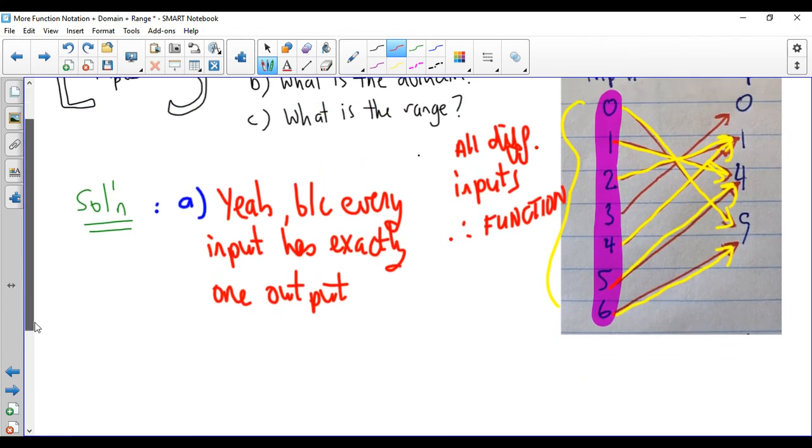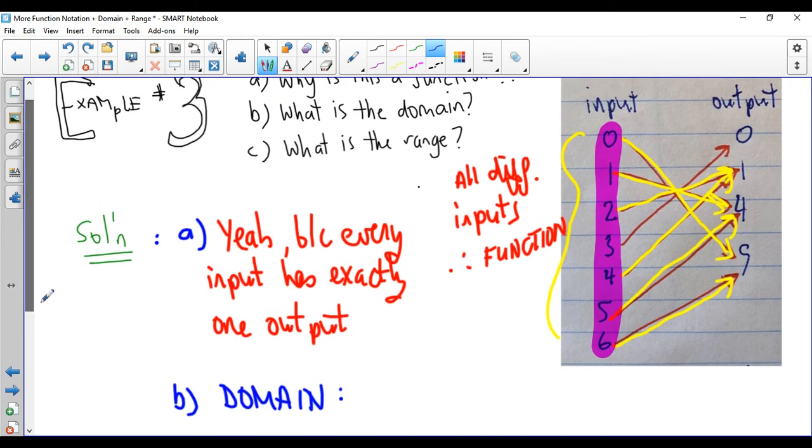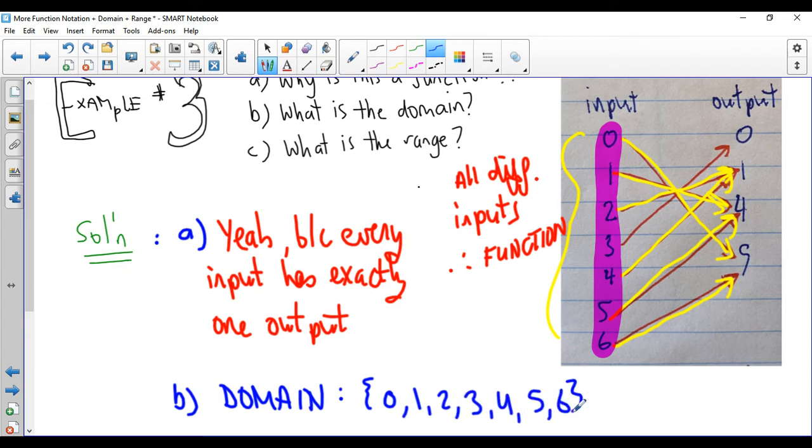Now part B and C are domain and range. So if you remember, domain is what all the x values are. All right. So here, it's in a mapping diagram, so it's fairly simple. These are all the inputs. So the way I write it, remember, I do a squiggly bracket, and then we just write them in ascending order. And they are written already for us beautifully in ascending order. So it's going to be 0, 1, 2, 3, 4, 5, 6.